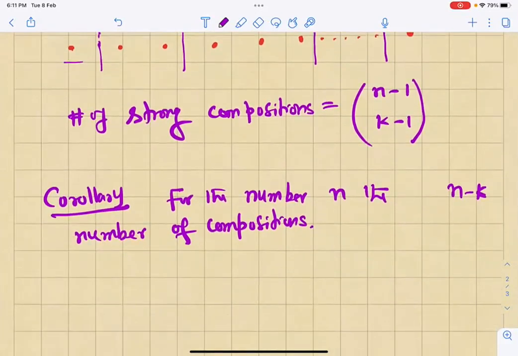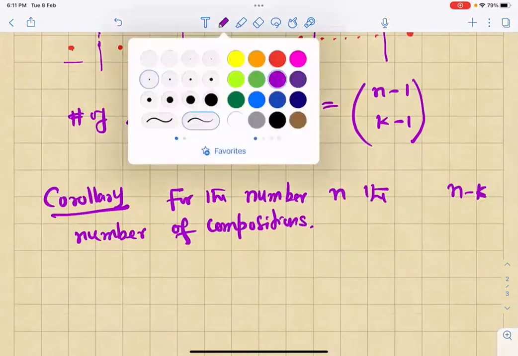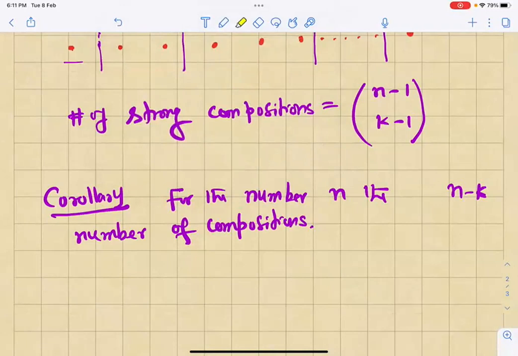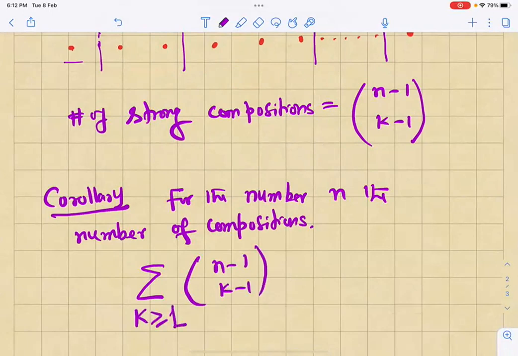So now the corollary is that for the number n, let me just, actually I'm a bit new to this particular software, I'm not used to it. The number of compositions is, by the same formula, n-1 choose k-1, where k runs from 0, and that's equal to 2 to the power n-1. Right.